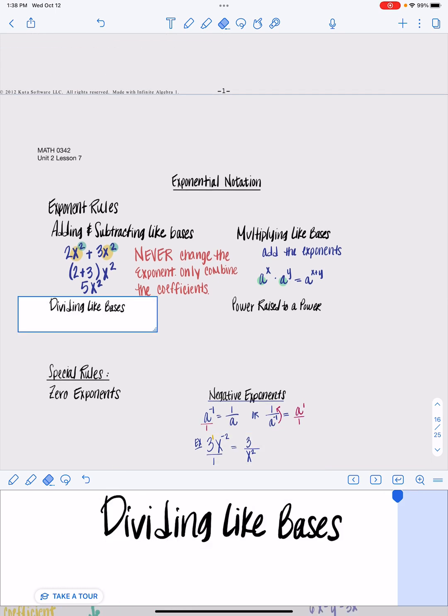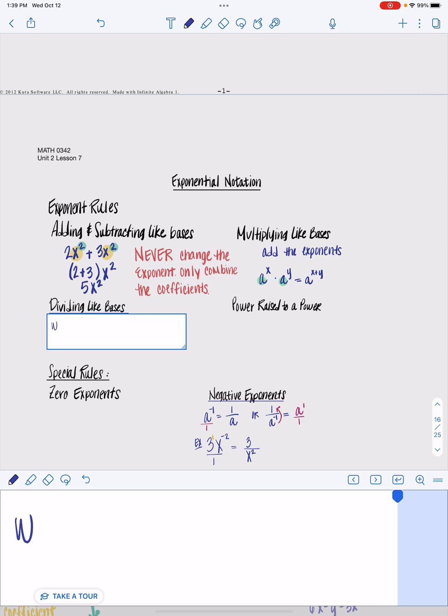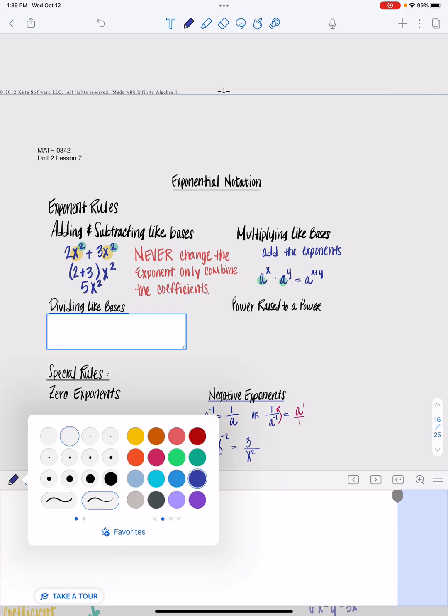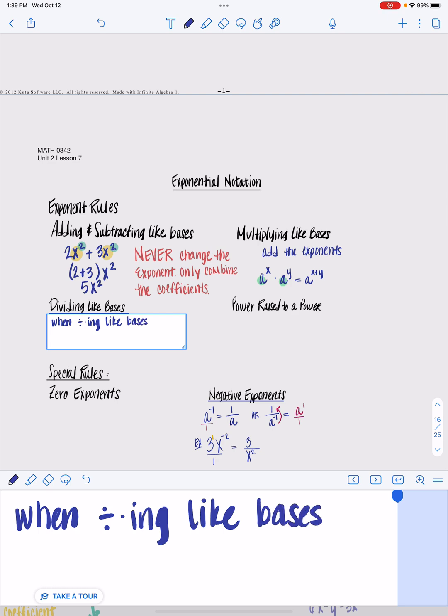So now let's go look at dividing like bases, and these go together, so we'll do examples of them together. When dividing like bases, subtract the exponents.